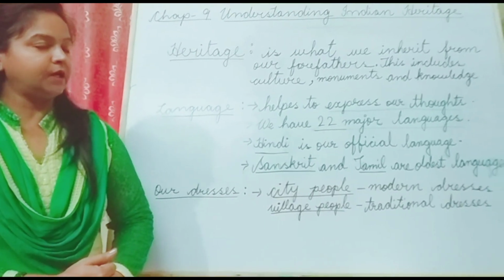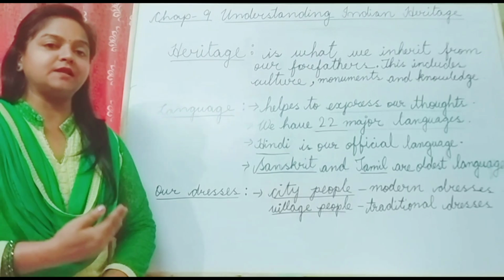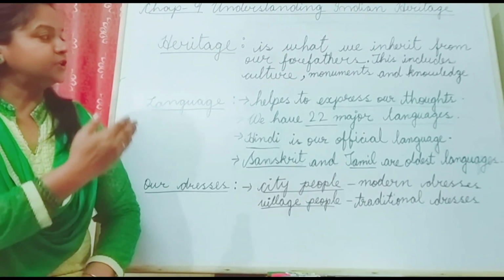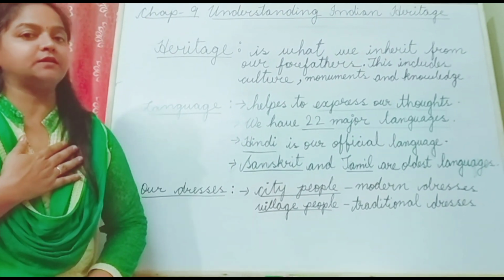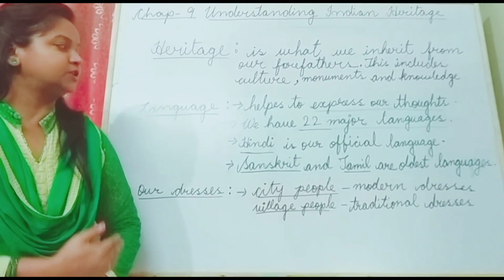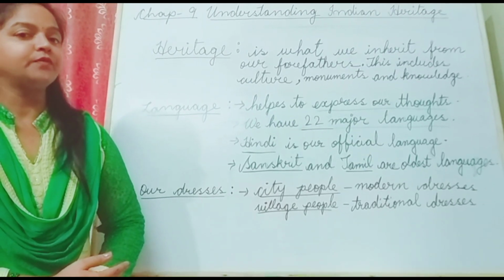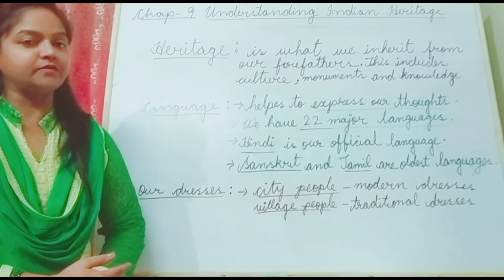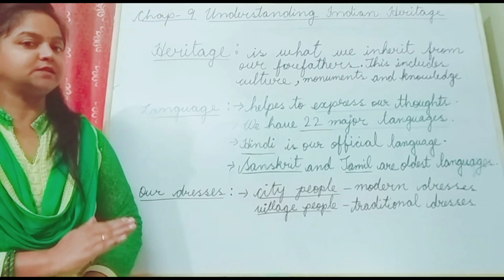The first topic that you did in this chapter is language. Now in India we have 22 major languages. The languages help to express our thoughts. Hindi is our official language, and Sanskrit and Tamil are the oldest languages. So you have to remember these are the main things under this heading.